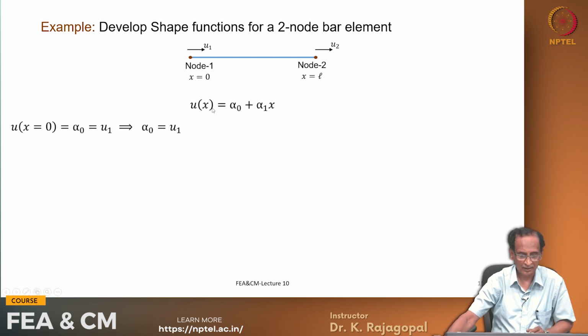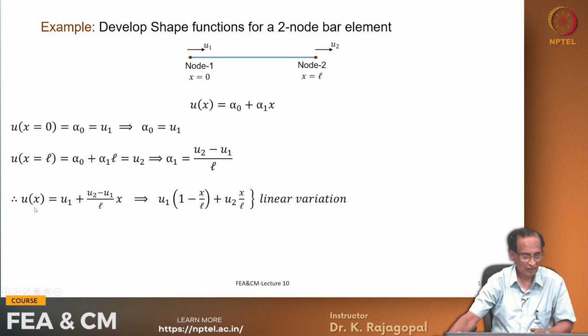So, if you assume u as alpha naught plus alpha 1 x, at node 1, that is at x equal to 0, u of x is alpha naught, and that is equal to u1. So, that means that our alpha naught is equal to u1, and at x equal to L, u of x is alpha naught plus alpha 1 L, and that is equal to u2 at node 2. And so, our alpha 1 can be determined as (u2 minus u1) by L, and so for our u of x, you can substitute the values of alpha naught and alpha 1 in this equation.